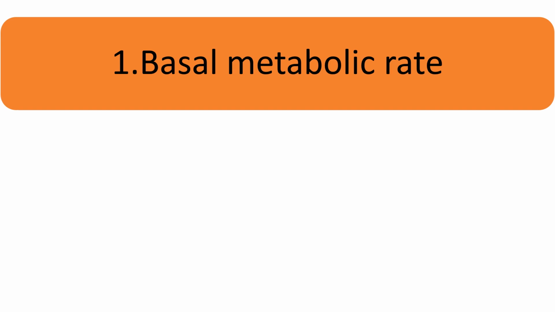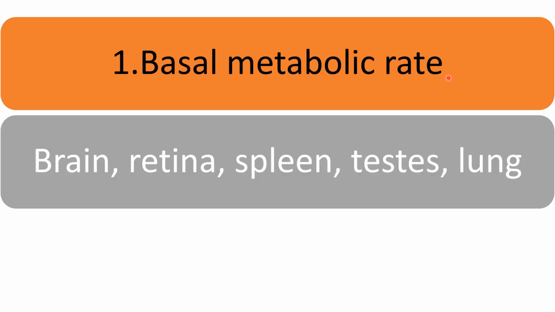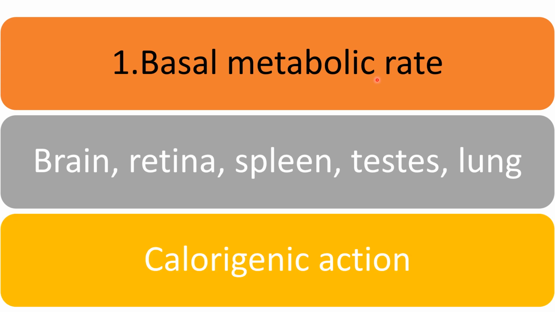The first function of the thyroid hormone is that it increases the basal metabolic rate in all the body tissues except brain, retina, spleen, testis, and lung. It increases the basal metabolic rate due to increased oxygen consumption in the tissues. This increase in the basal metabolic rate in the tissue is called the calorigenic action.